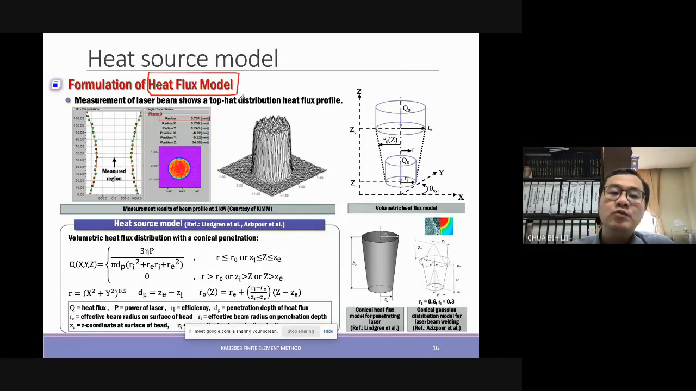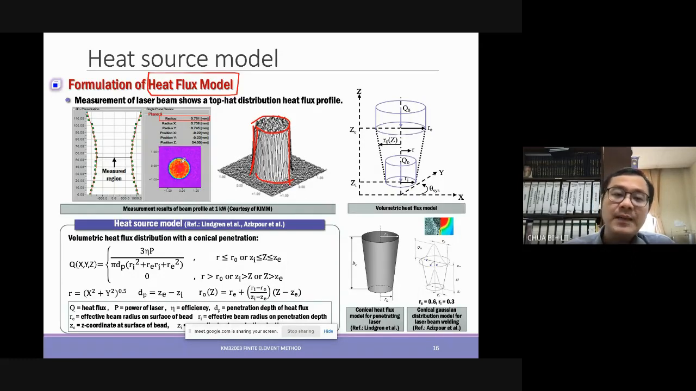So one of the ways would be, first we measure the laser. This is a measurement of a laser, taken by the KIMM, courtesy of KIMM, the Korean Institute of Materials and Machinery. So you can see that this laser profile has a quite uniform, flat top, I would say. So it's a cylindrical type of profile.